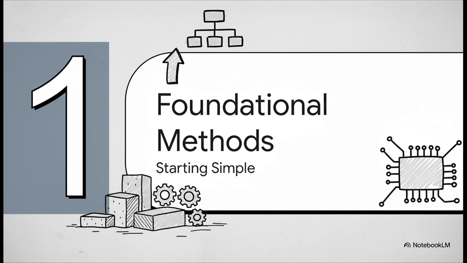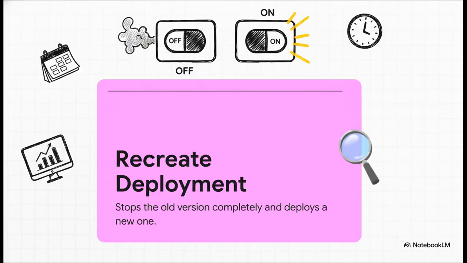All right, so let's start at the beginning with the foundational methods. You can think of these as the building blocks every engineer really needs to understand, and we'll kick things off with the most basic approach you can possibly imagine. This is the recreate deployment, and it is as simple as it sounds. You completely stop the old version of the app, and then you start up the new one. It's literally like turning one big switch off and then turning another one on.